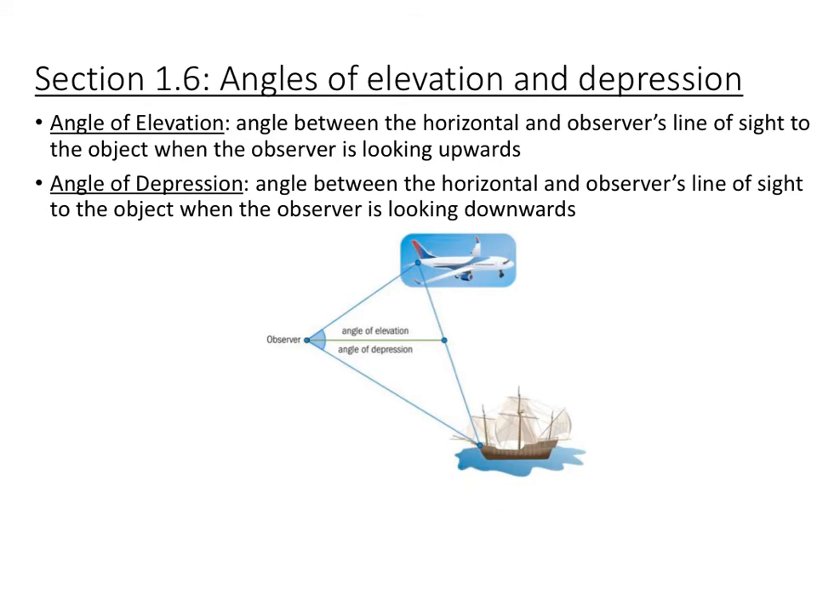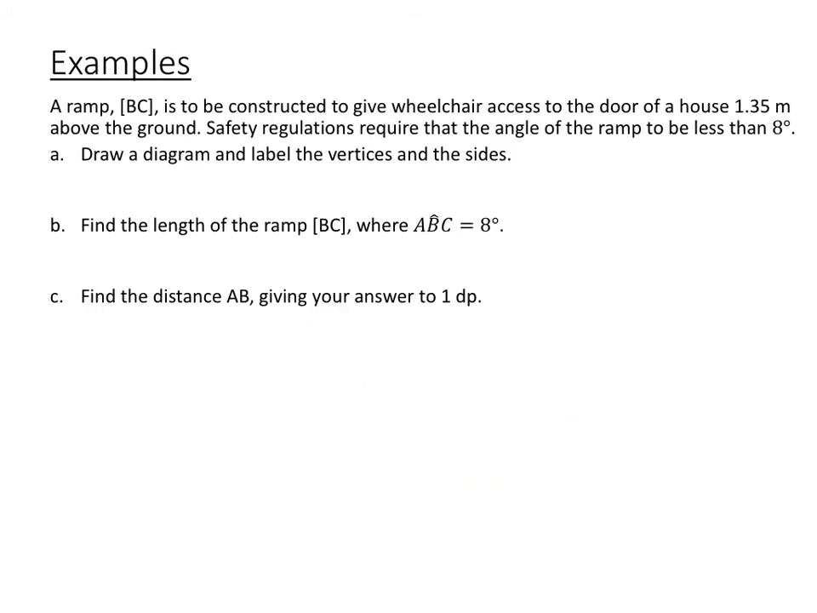So in this example, a ramp BC is to be constructed to give wheelchair access to a door of a house that's 1.35 meters off the ground, and safety regulations require that the angle of the ramp to be less than 8 degrees. So we want to draw a diagram, label all the vertices and all the sides, and then find the length of the ramp BC, where angle ABC is 8 degrees, and then find the distance AB given your answer to 1 decimal point. So go ahead and pause the video and try that.